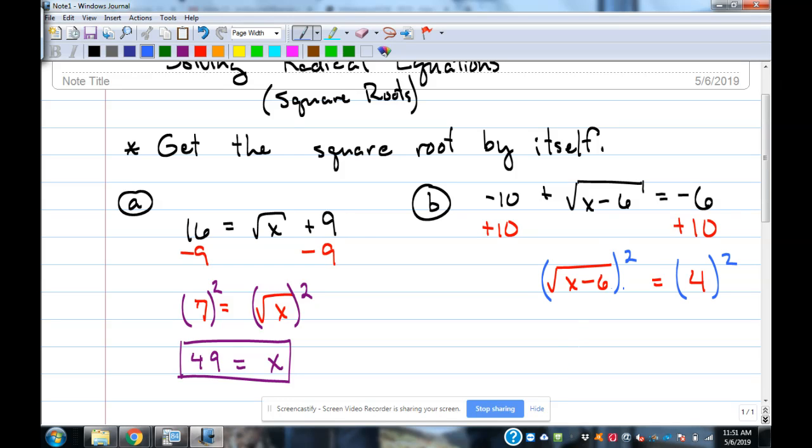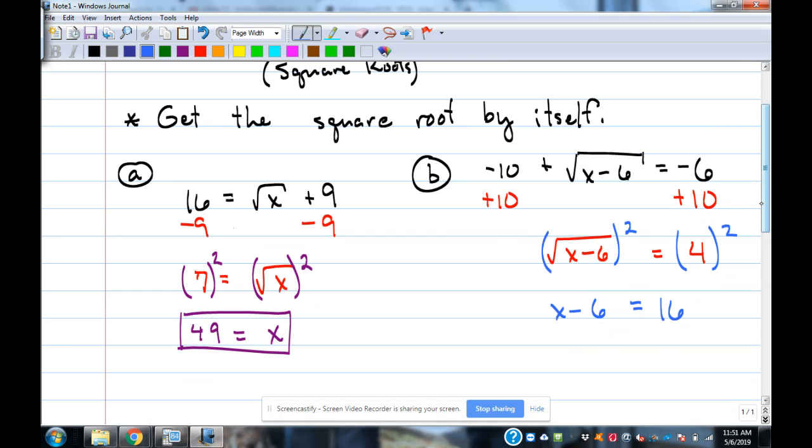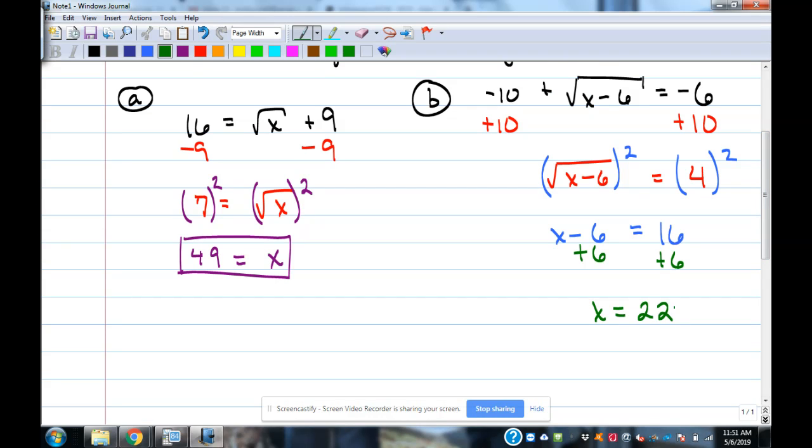On the left side, you square a square root, it gets rid of it and just leaves you x minus 6. What happens when you square 4? You get 16. And now we've got an equation like the kind we did way back in August. We add 6 to both sides. 16 plus 6 is 22. Got an answer. So we're trying to isolate the square root and then square to get rid of it. That's the name of the game.